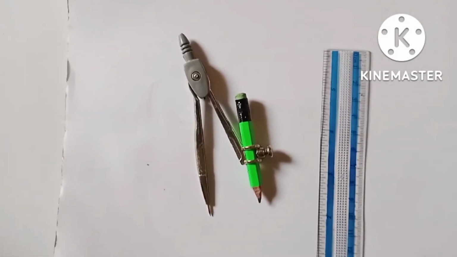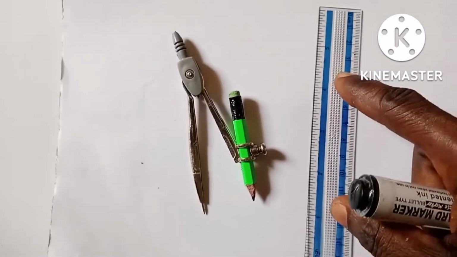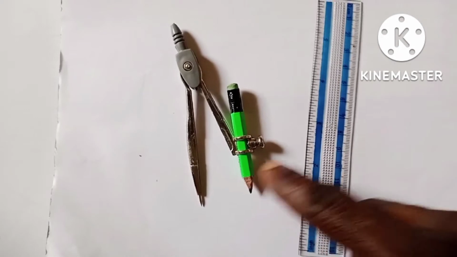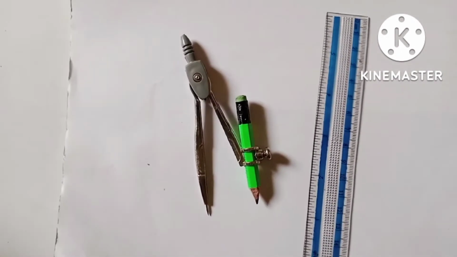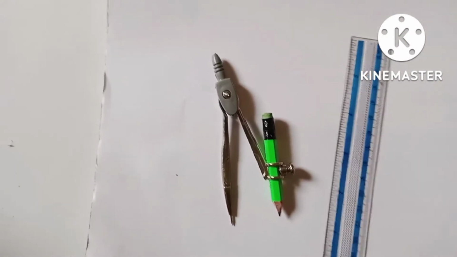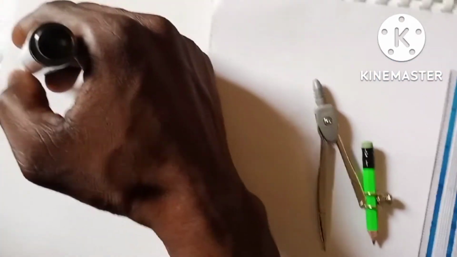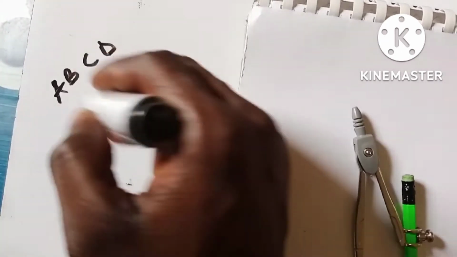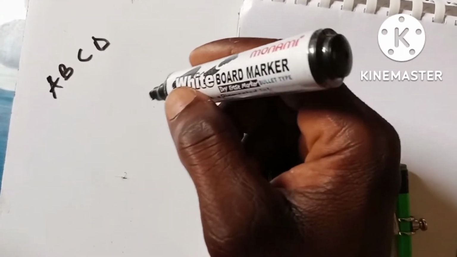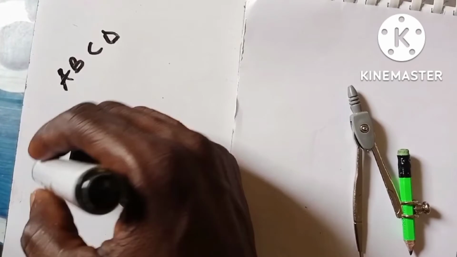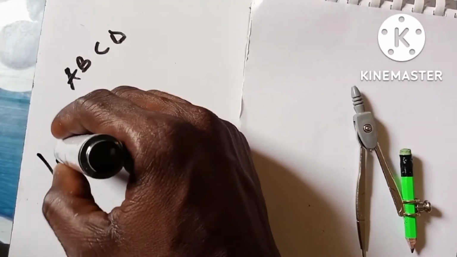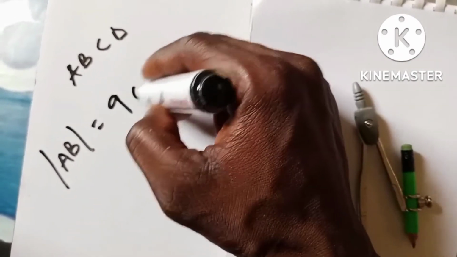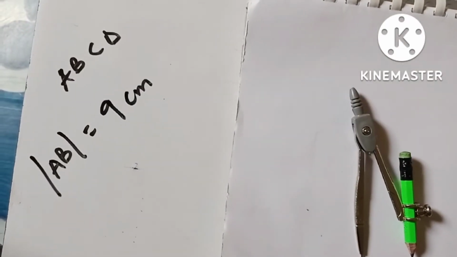The first question says that you should use a ruler and a pair of compasses only. Those are the two tools we are going to use, and we are going to construct a quadrilateral ABCD. As I said earlier, it has four sides, and we go step by step with lines. First, line AB is equal to 9 centimeters. This is the starting point.